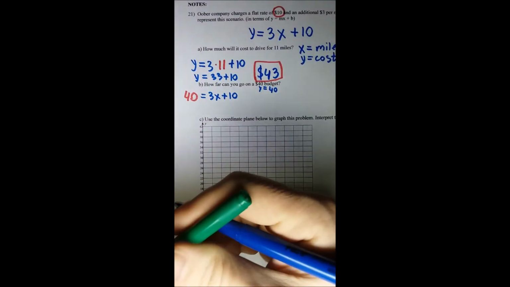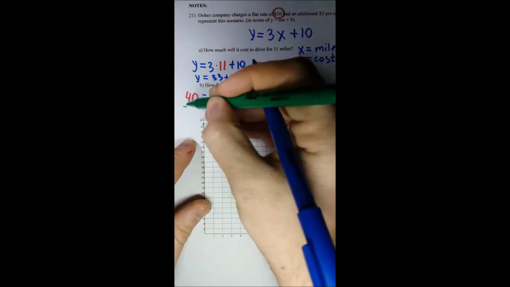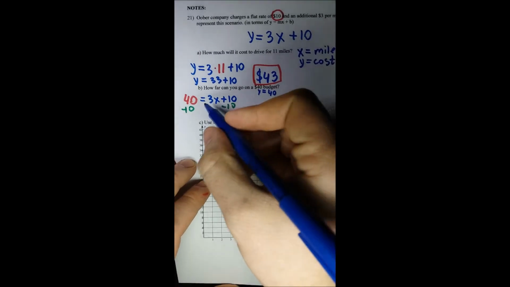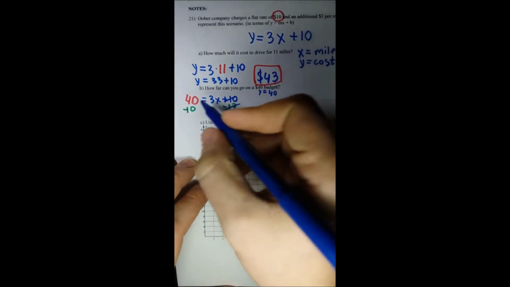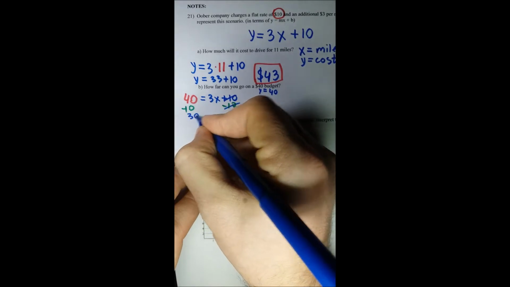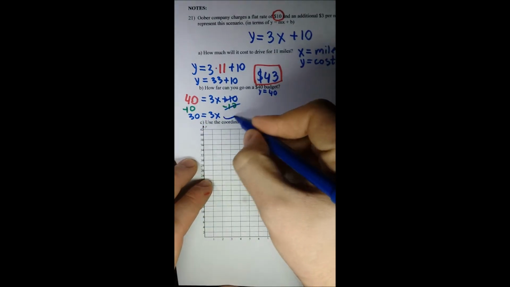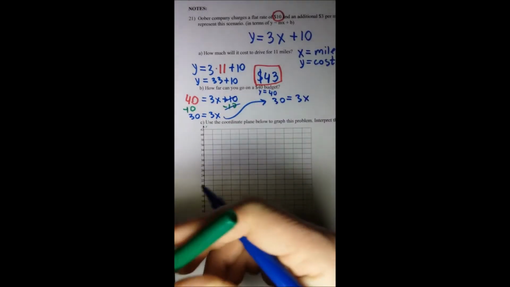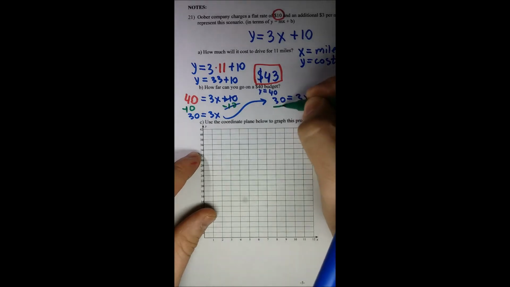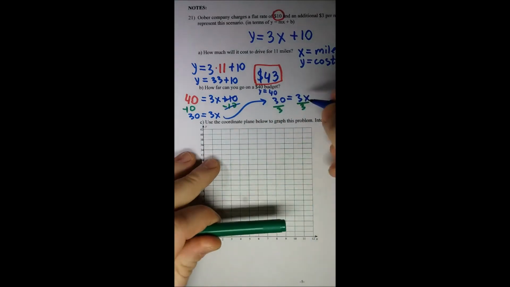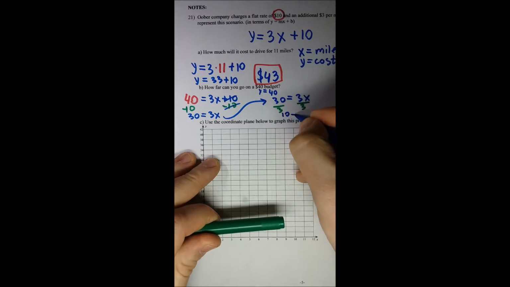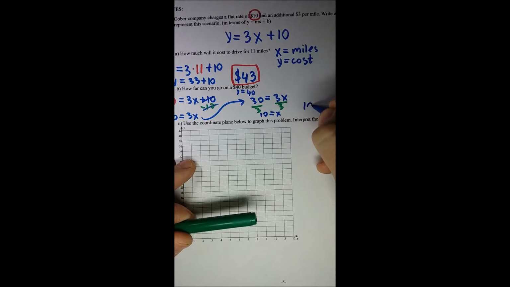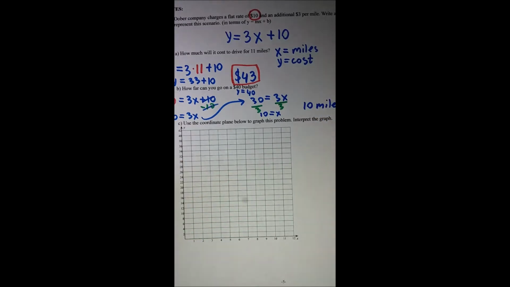So first thing I'm going to do is subtract 10 from both sides. Okay, we've done this plenty in the previous practice problems. So these two are canceled. 30 equals 3x. Okay, I'm going to move on to here. I'm going to rewrite it. 30 equals 3x. And next I'm going to do is divide both sides by 3. 30 divided by 3 is 10 equals x. So the answer is, how far can we go? 10 miles.